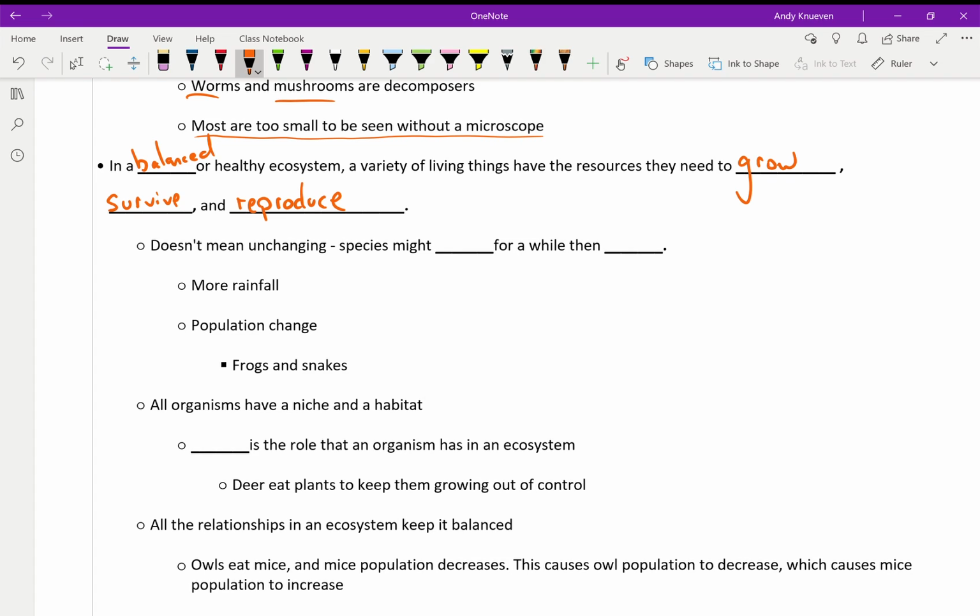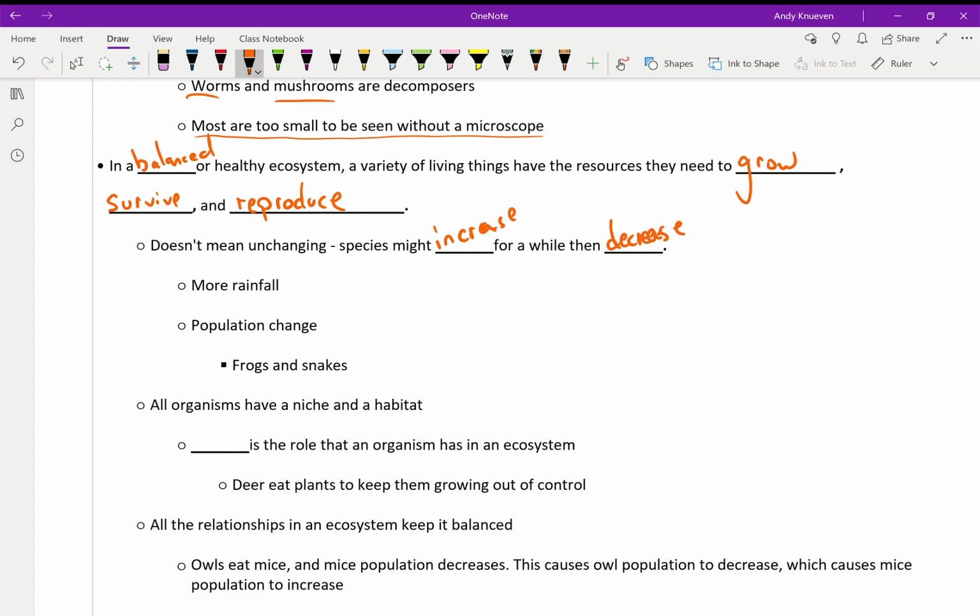So it doesn't mean unchanging. A balanced ecosystem doesn't mean unchanging. Species still might increase, or after a while they can decrease. So that's EASE.